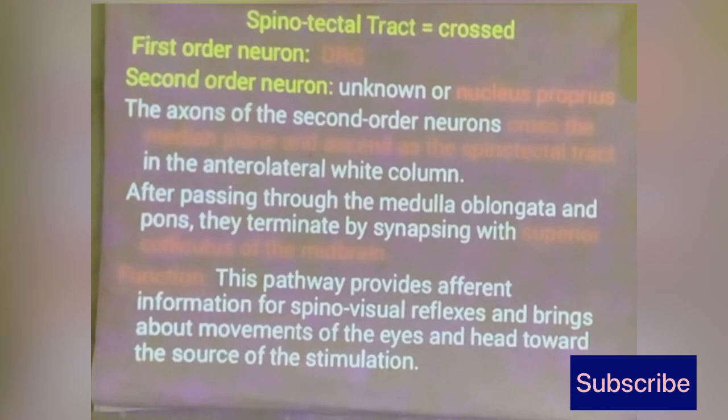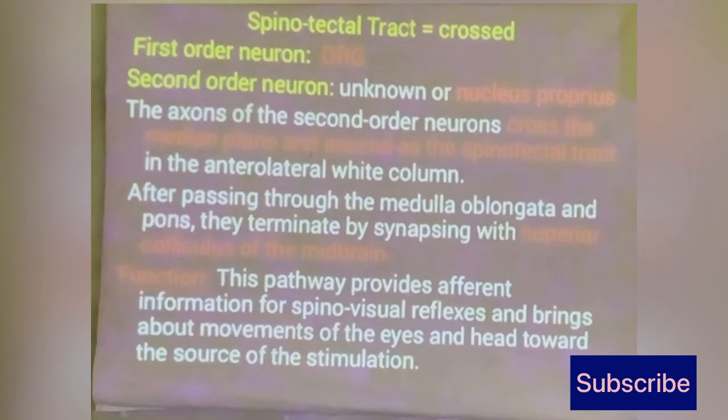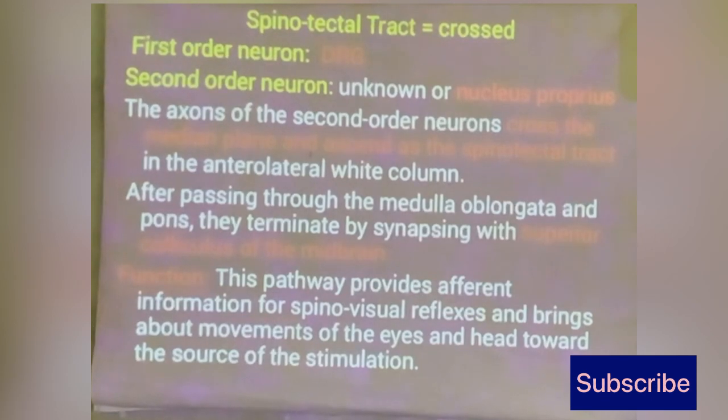The spinotectal, if you can remember, in those tracts that I've discussed, there are those that were crossed. For example, if you can remember your anterolateral spinothalamic tracts, they cross to the opposite side, right? Even the ventral spinocerebellar also crosses to the opposite side, but then finally it crosses back to the same side in the cerebellum. Can you remember that? Fine. So even this spinotectal tract is a crossed kind of tract.